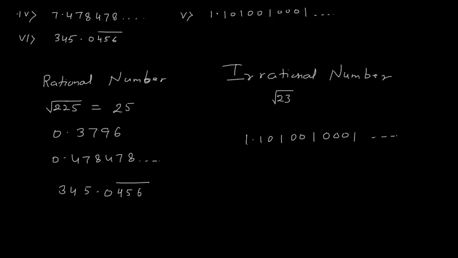Okay, so we know what is rational and irrational in their decimal form. All the numbers which are terminating decimal or non-terminating repeating decimals, they are all rational numbers, and all the numbers which are non-terminating, non-repeating, they are irrational numbers.